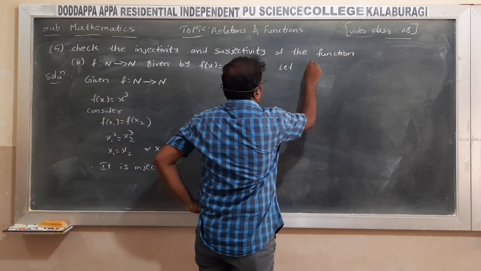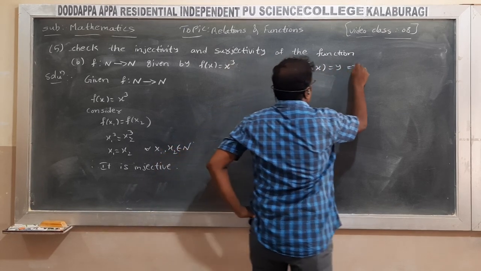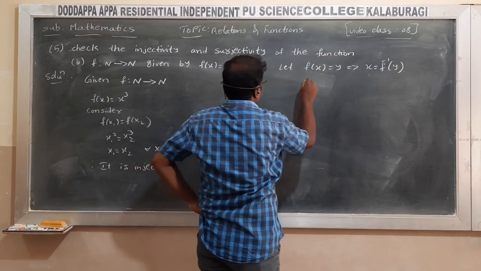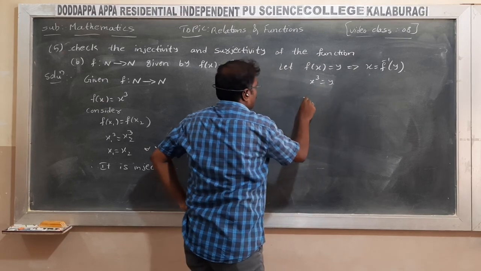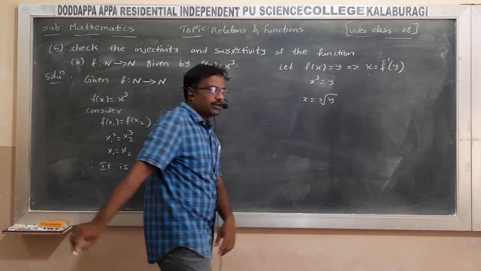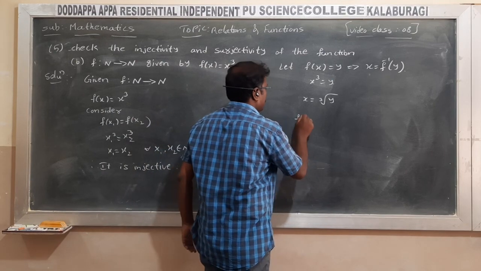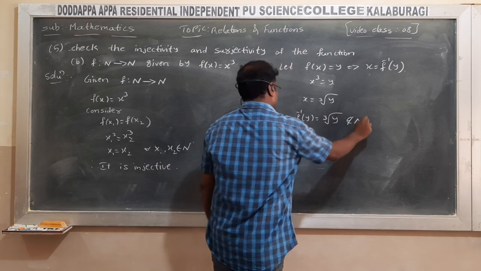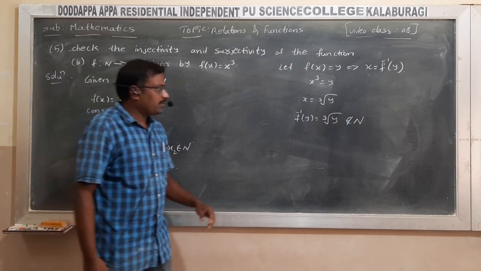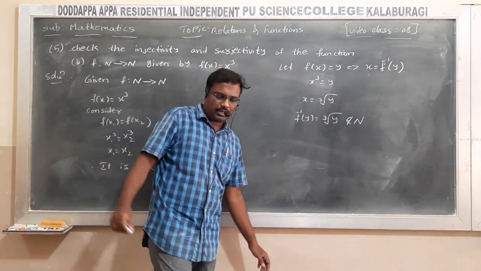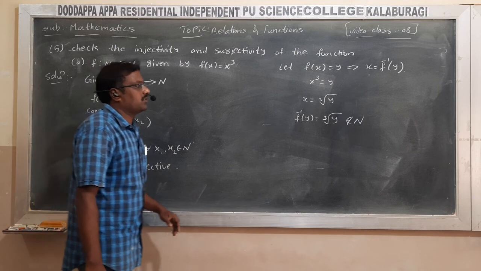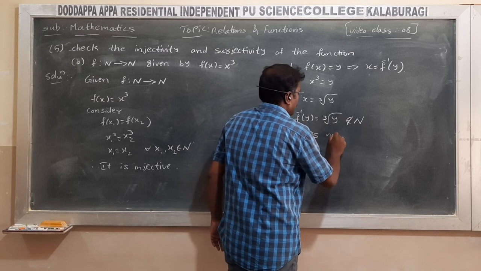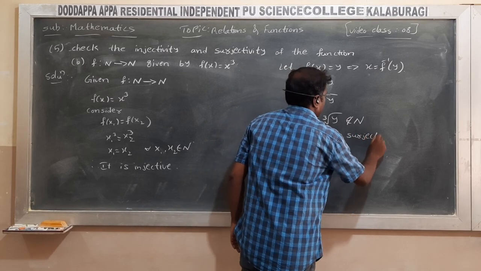Next, take f of x is equal to y, so x is equal to f inverse of y. f of x means x cube is given, so x is equal to cube root of y. So here x, that is f inverse of y, equals cube root of y. Does it belong to natural numbers? No, because when y is 2, the cube root of 2 is a decimal value, so it does not belong to natural numbers. Therefore it is not surjective.